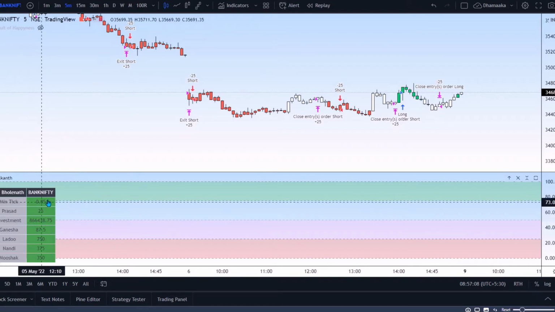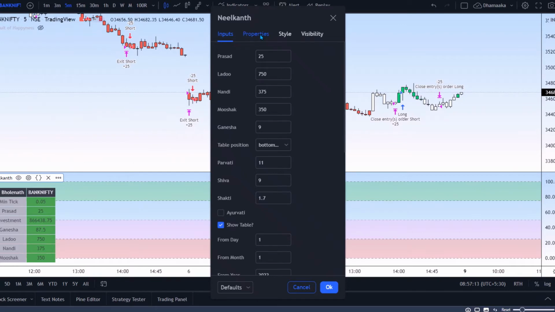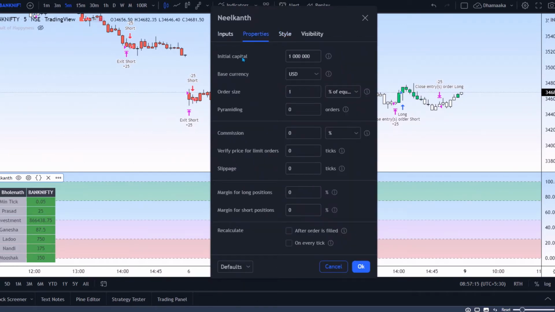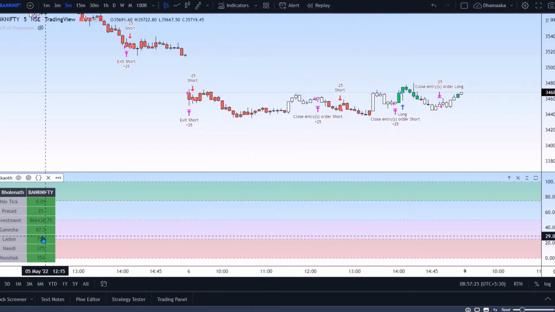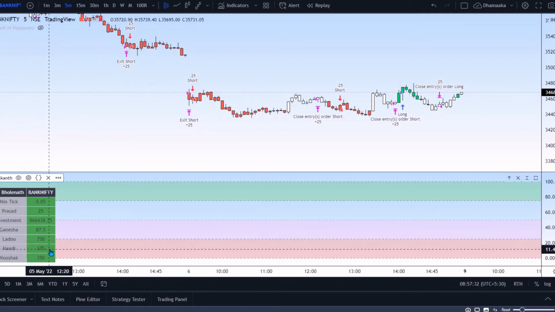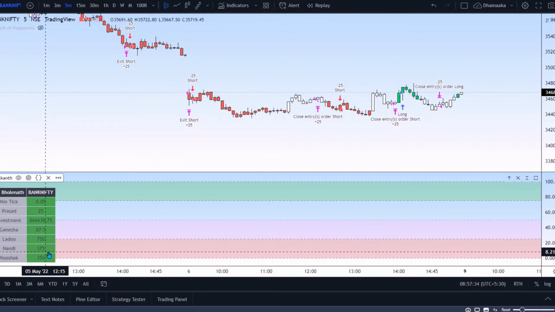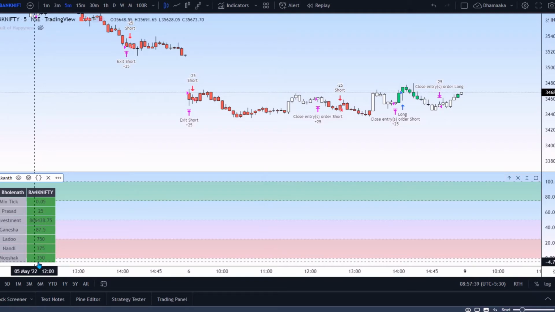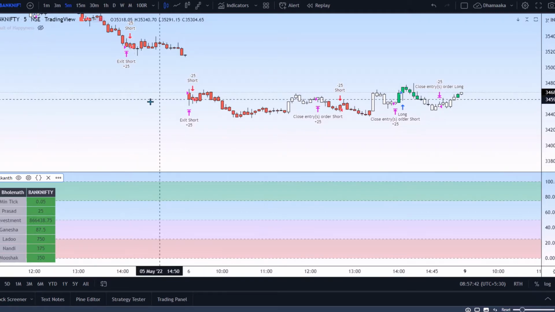So what we've done here is we will go to properties, and I have given initial capital as 10 lakh rupees. This is just for ease of calculation. Here are the values that we derived earlier, where we have given 750 laddus, 375 to Nandi, and 350 to the Mushak. Now if we see, there are a good amount of signals getting generated.